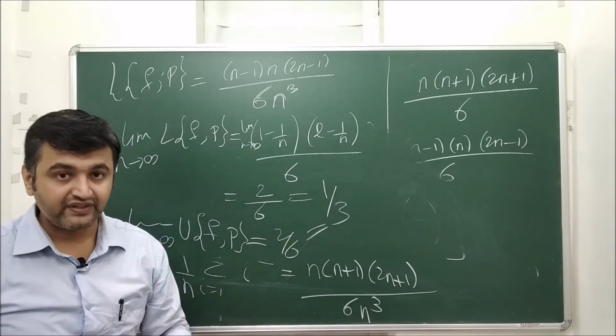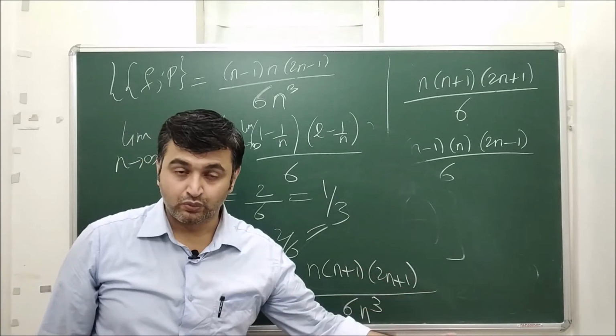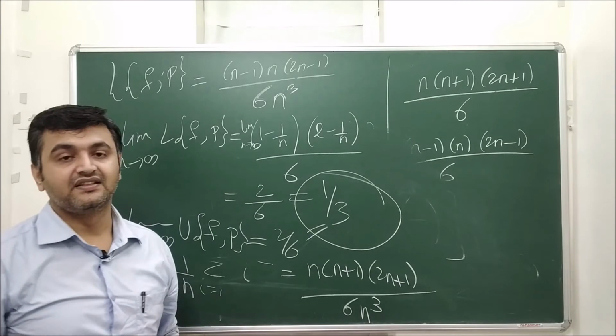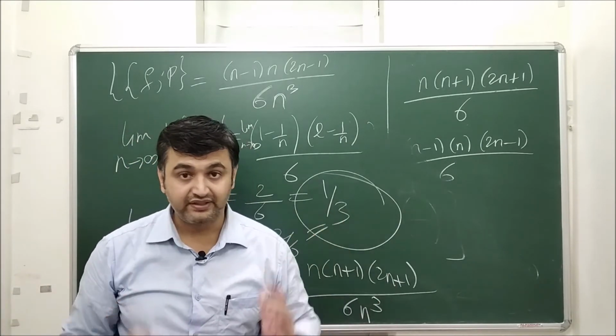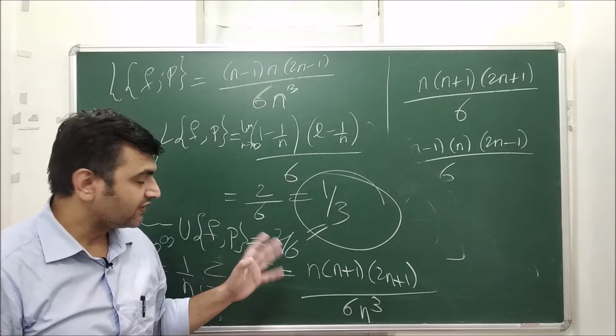What was the function? F of x equal to x square. So therefore the function is integrable over the interval 0 to 1, and the integration value is 1 by 3. So that's how one has to solve a problem using Riemann sum. Okay, so that was one thing.